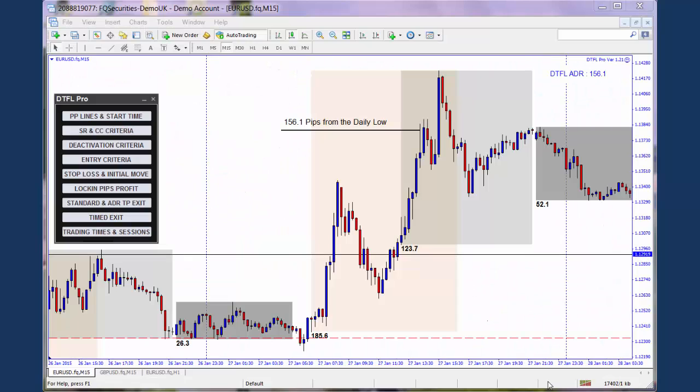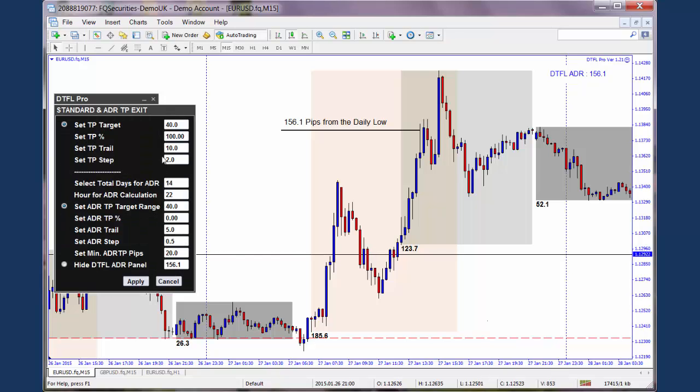So I'm now going to look at the inputs for the 7th screen of DTFL Pro. 1, 2, 3, 4, 5, 6, 7, which is this one here, and that's all part of the management of the trade and the closing of the trade. So it's the standard and ADR take profit exit. Lots of inputs here. It's split into two distinct different sets.